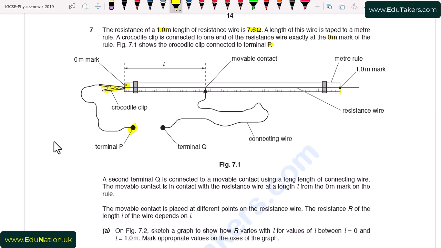A second terminal Q is connected to a movable contact using a long length of connecting wire. So this is point Q and it is connecting at this point. The movable contact is in contact with the resistance wire at a length small l from the 0 meter mark on the rule. So the distance from this 0 meter to this point is basically small l. The movable contact is placed at different points on the resistance wire. The resistance R of the length small l of the wire depends on small l.